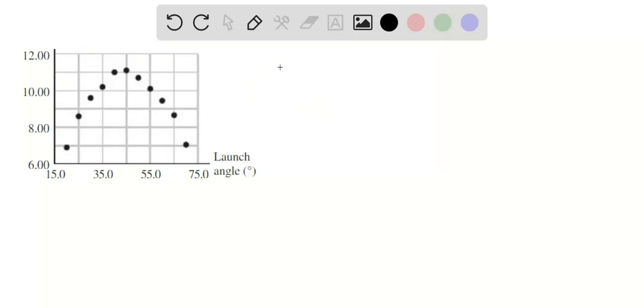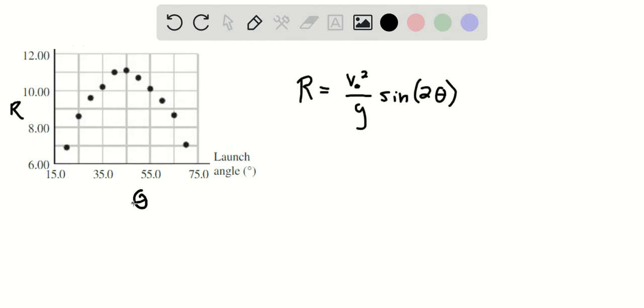In this problem, we have a plot of some data here, and this is range versus angle, and we're asked to do a best fit plot, a linear type of plot based on this data. This is designed to use this formula here, R equals V naught squared over G sine 2 theta. But here they're just graphing R, range, versus angle theta. And of course it doesn't make a straight line graph.